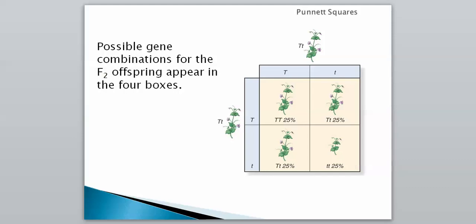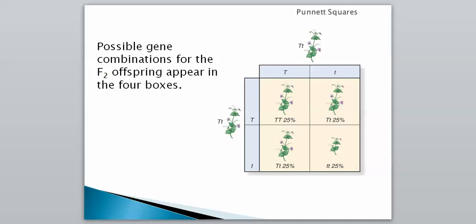And then our possible gene combinations for the F2 offspring are going to appear in our 4 boxes. So we have all of our combinations. As you can see here, we have a big T and a big T, so this box right here gets 2 big T's. We have big T and little t, so we have big T, little t. Big T, little t, big T, little t. Little t, little t, little t, little t. So that's how this works.